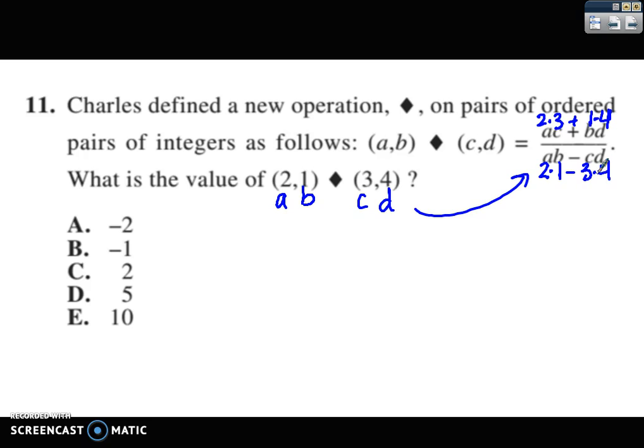So on the top, that'll be 6 plus 4. And of course, you could type it all at once in your calculator to get the top answer. And 2 minus 12. Okay, so 6 plus 4 is 10. 2 minus 12 is negative 10. 10 divided by negative 10 is negative 1, which is B. So all that was plugging in.